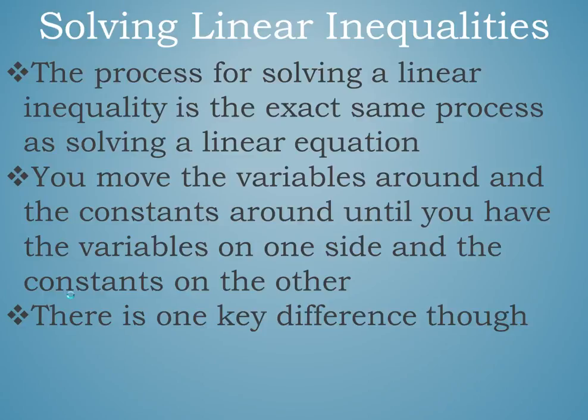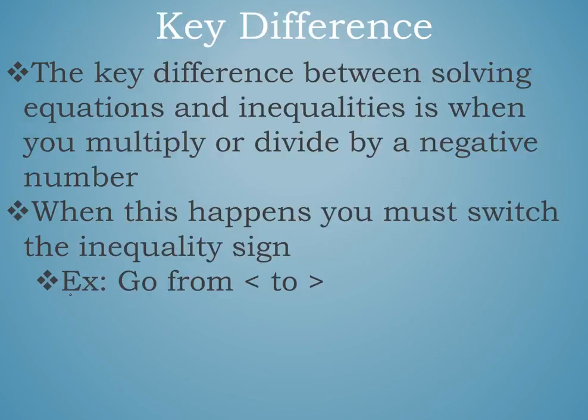That's all the same. The key difference is when you're multiplying or dividing by the number in front of the variable. If that number happens to be negative, you're going to have to flip your inequality sign. For example, you'll go from less than to greater than, from greater than to less than, from less than or equal to greater than or equal to, and finally, from greater than or equal to less than or equal to. And this only occurs when you multiply or divide by a negative number.